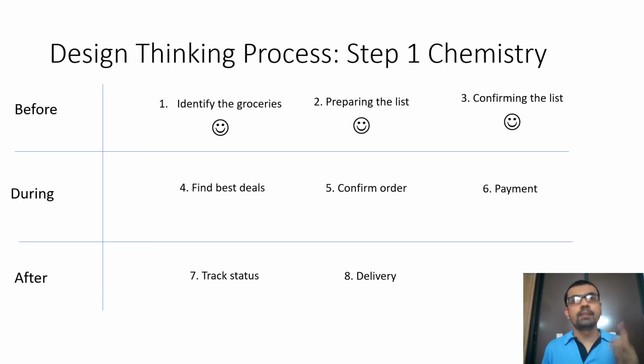Let's say Sam, during finding the best deals, was not so happy. So let's put it as not so happy. Confirming the order, happy. Payment, yeah, he is not so happy. He thinks that he paid more money for the groceries. Track the status and the grocery delivery, he is happy.